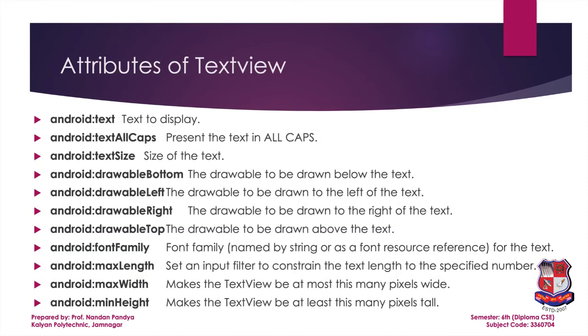There are a number of attributes associated with TextView. We will dive deeper into each in the next lecture. For now, I will just explain a few. For example, text is used to specify the text which we want users to see. Font family is used to specify what font type you want to use for the defined text. Text all caps is used to display text content in capital letters.